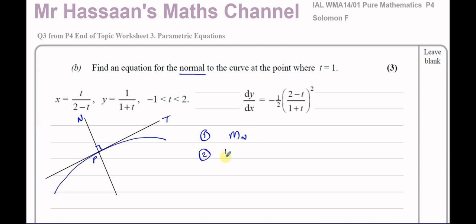Okay. And the other thing we need is the coordinates of any point on the line. If we have those two things, we can use the formula y minus y1 equals m times x minus x1. So as long as we have a point on the line, which will be x1 and y1, and we have the gradient of that line, we can find the equation to that line.